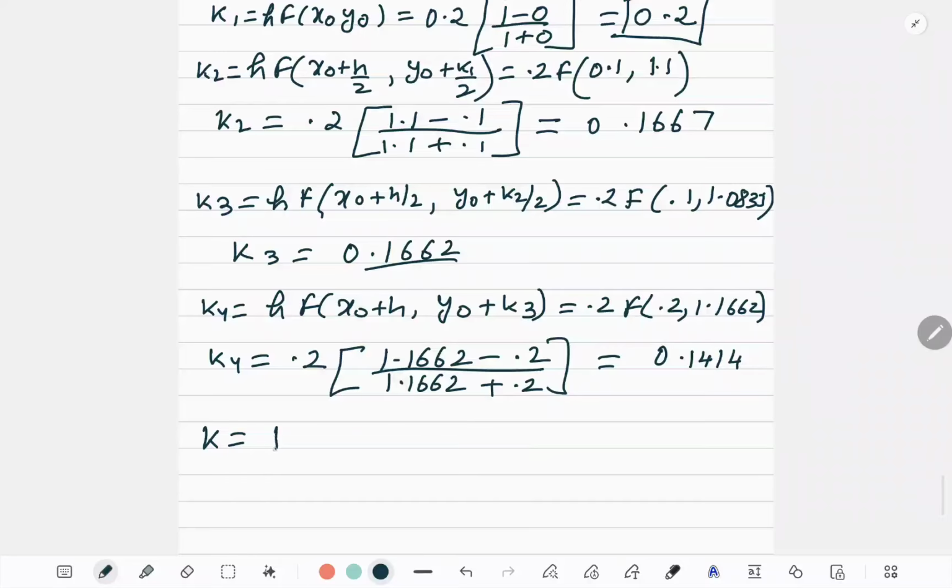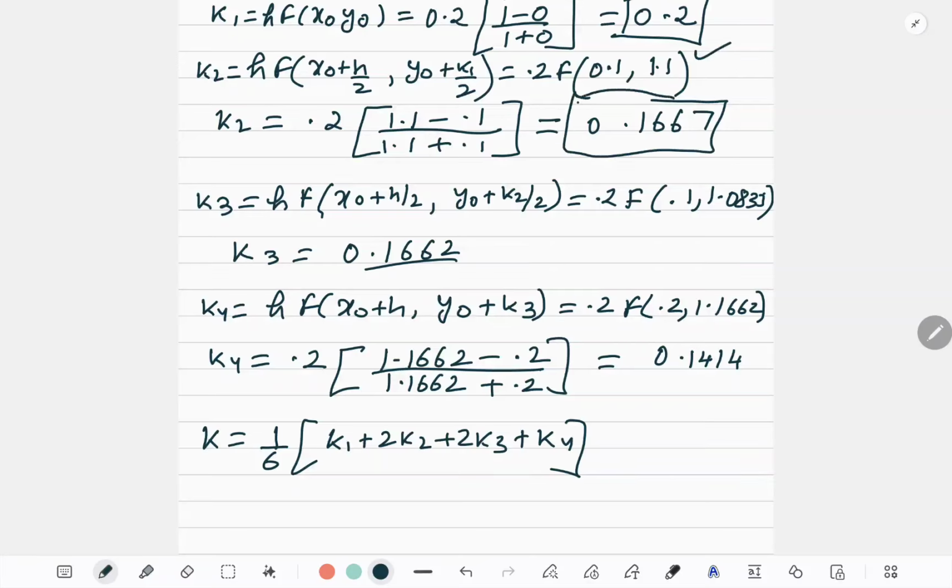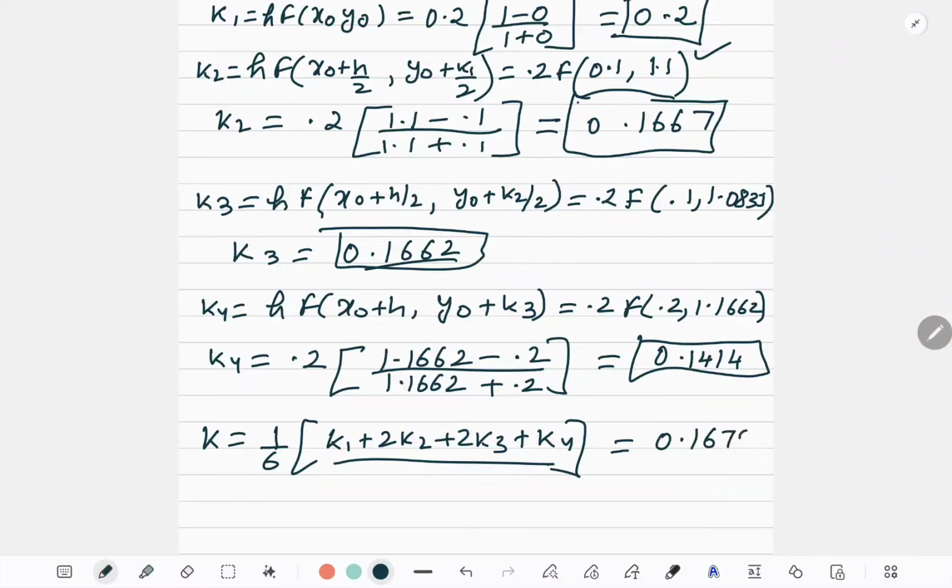Now what is K? K is 1 by 6 times K1 plus 2K2 plus 2K3 plus K4. Now I have all the values. I have K1, K2, K3 and K4. All these four values you substitute here, which will give you K as 0.1679.